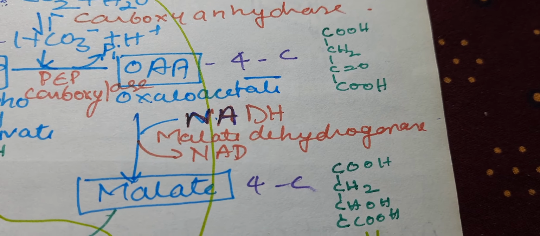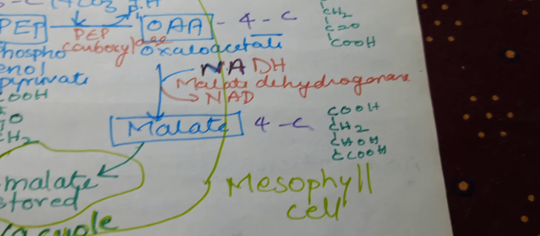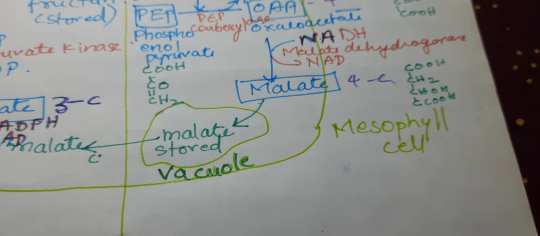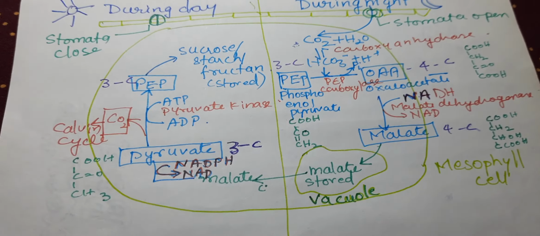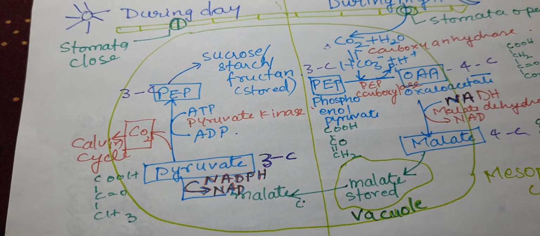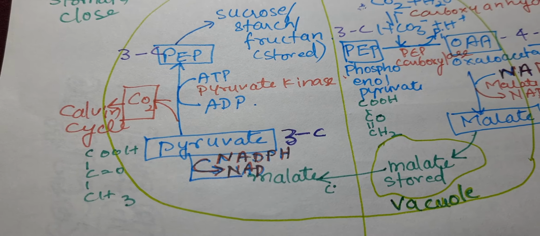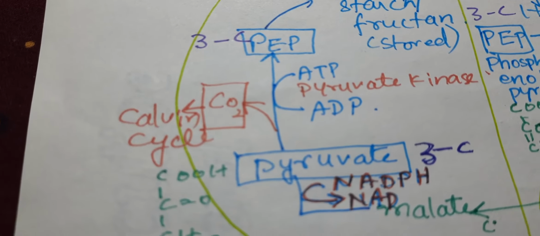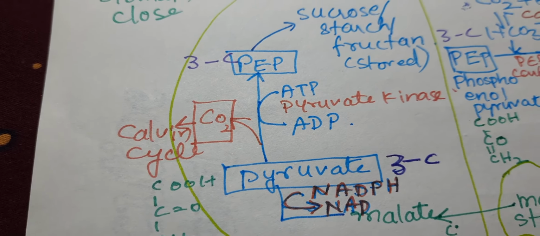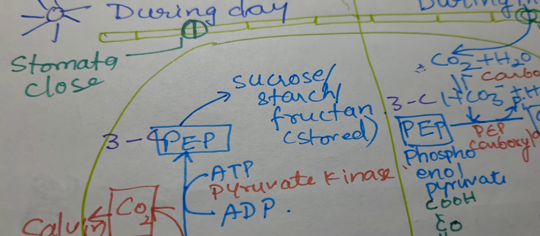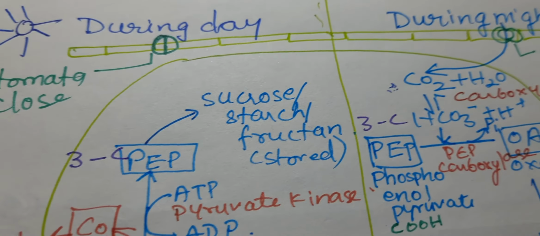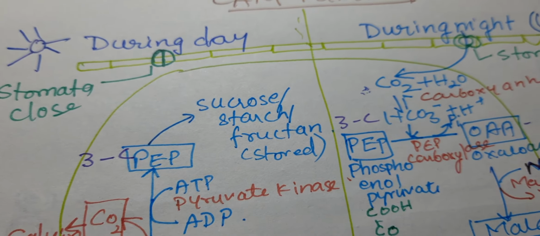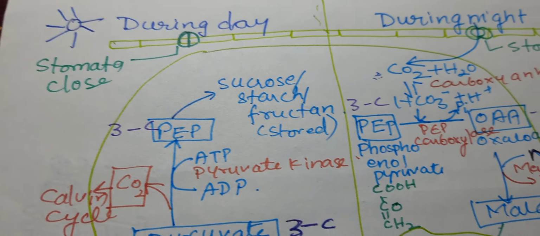Here you can see the structure of oxaloacetate, 4 carbon, and malate, 4 carbon. Then malate is stored in the vacuole during the night, and then during the day the malate is converted into pyruvate. Malate is 4 carbon, pyruvate is 3 carbon, so 1 carbon is lost. This enters the Calvin cycle, and pyruvate is converted into PEP, that is phosphoenol pyruvate, which goes on to produce glucose or sucrose or fructans, any other sugar which is stored.